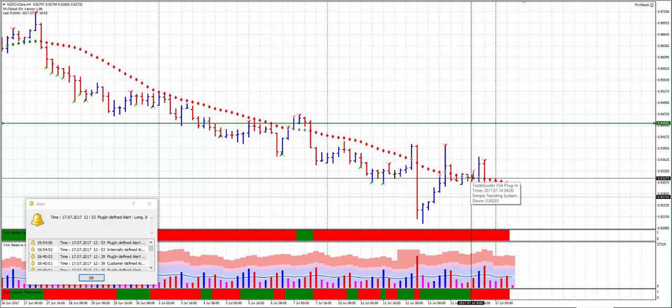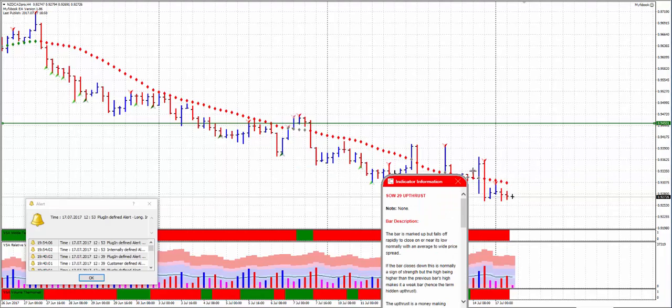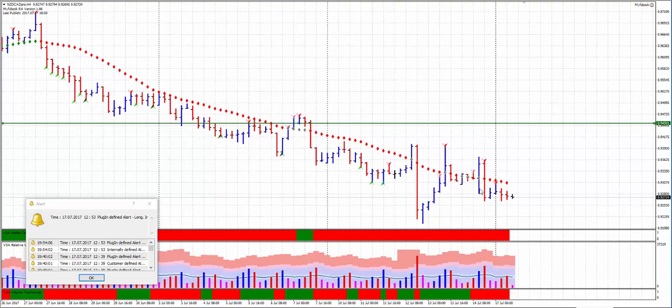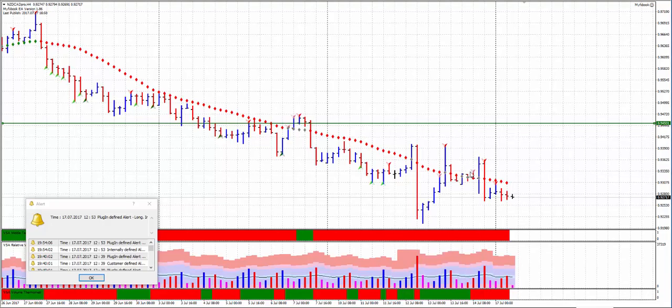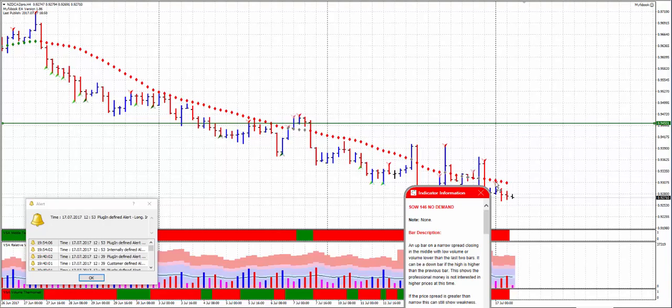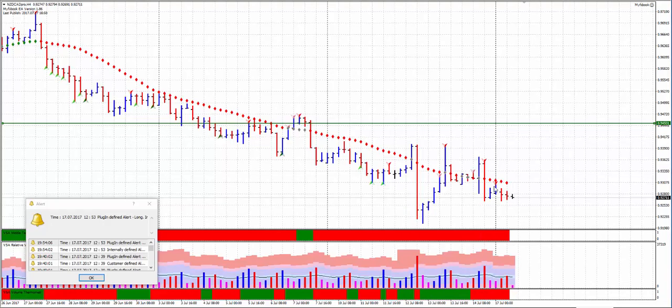Then we saw further signs of weakness. We saw an upthrust, a sign of weakness. They marked the price up, but then they slammed it back down again, and we got a sign of weakness here, a 2-bar reversal. Now this is a severe sign of weakness, so this will cause the market to drop. We saw prices try to push their way back up, but we got no demand. There's no demand to drive the prices higher.